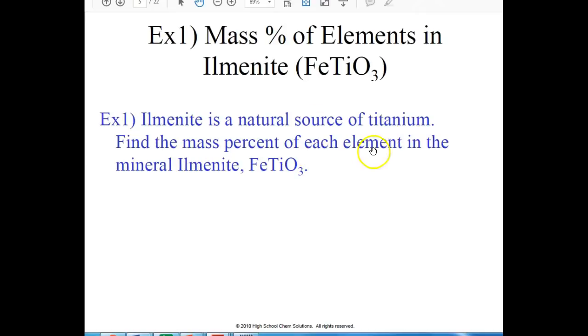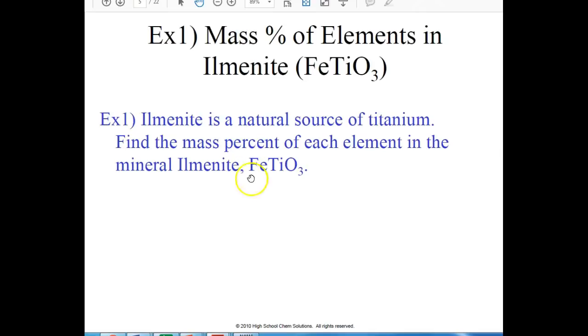Find the mass percent of each element in the mineral ilmenite, and then it gives us the formula. So this is an important concept because if I want to get titanium from some source, I want a source that has a high percentage of titanium. I don't want to mine some substance that's 1% titanium if my goal is titanium. I want to find a more efficient source.